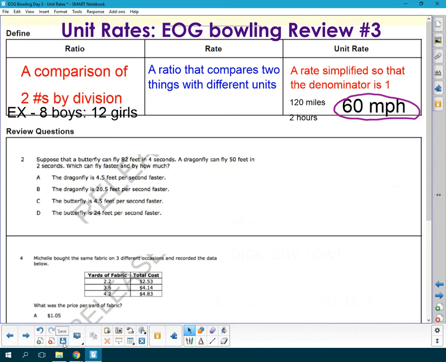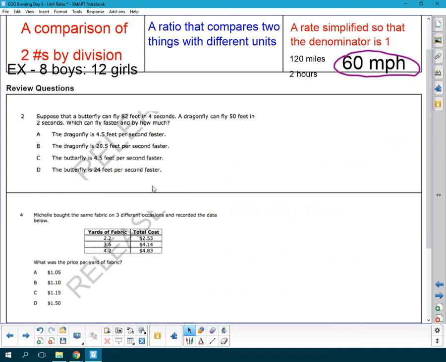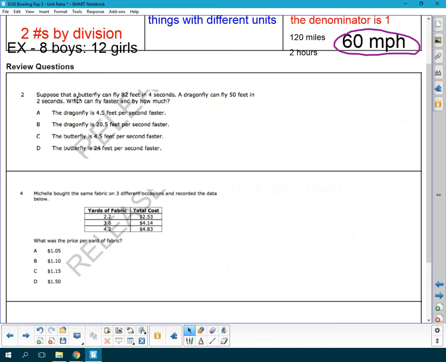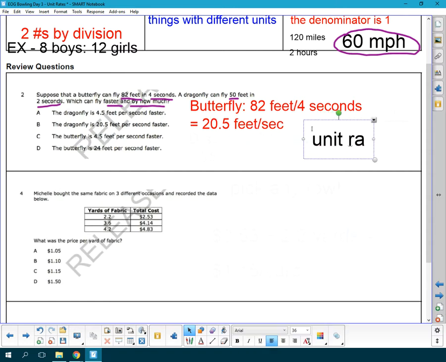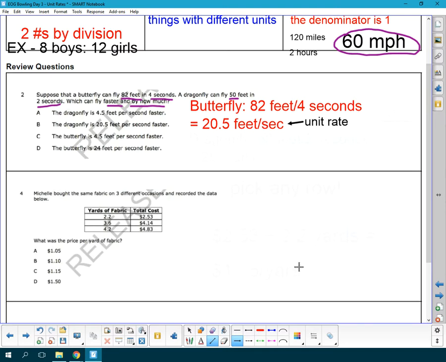For example, some of these 2 questions right here. This first one says, suppose a butterfly can fly 82 feet in 4 seconds, and a dragonfly can fly 50 feet in 2 seconds. Which can fly faster and by how much? So I'm going to make a chart. The butterfly can go 82 feet per 4 seconds. I took 82 and divided it by 4. His unit rate is 20.5 feet per second.